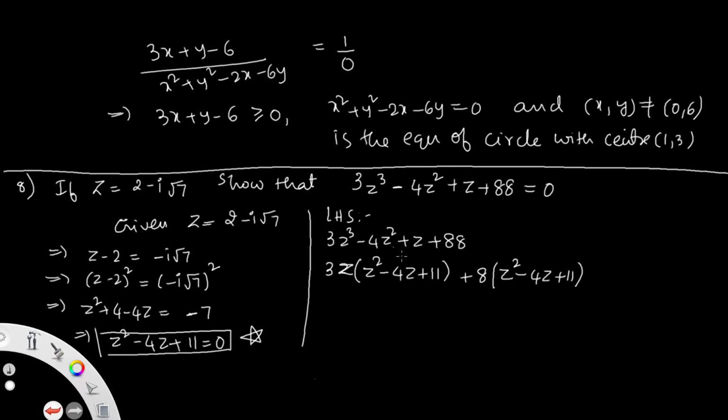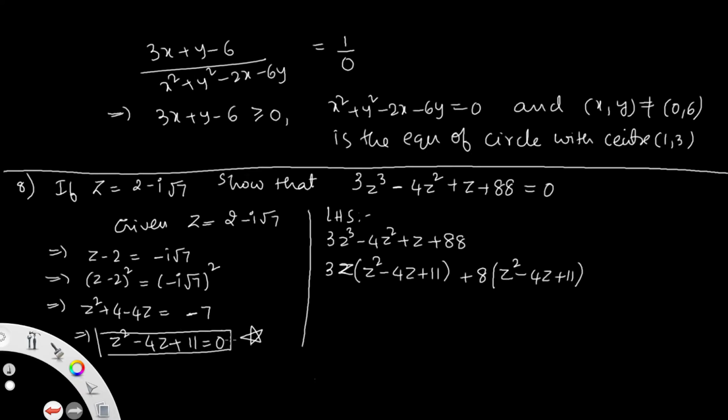Next simplification: here 3 into 3z is there, here 3 into 2z is there. Okay, plus z remaining. Then you get 11 into 8, that is 88. So I am doing the remaining term excluding, just the plus side only, as the base of z square minus 4z plus 11.